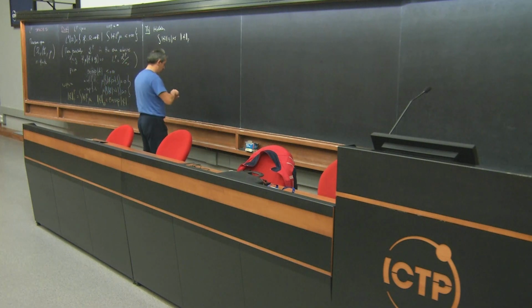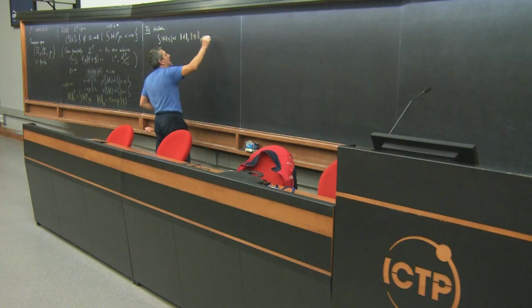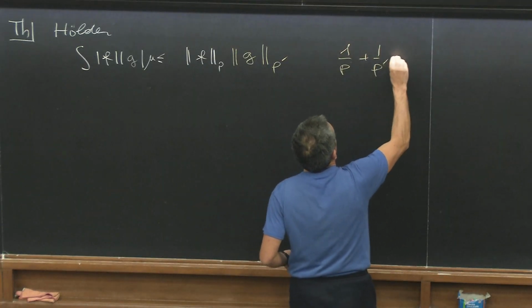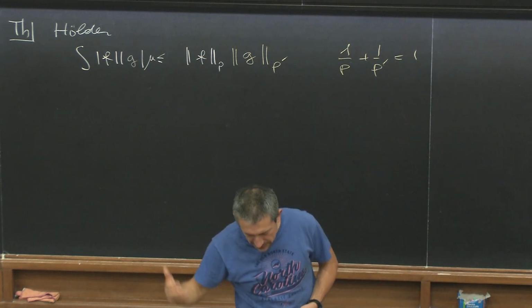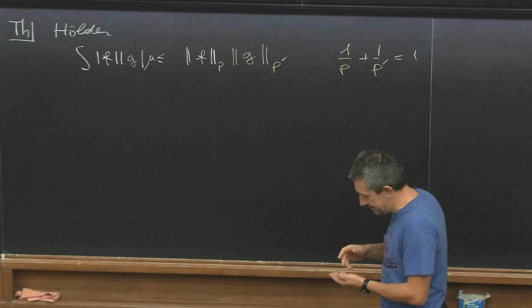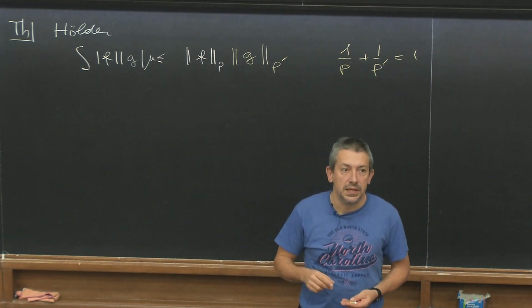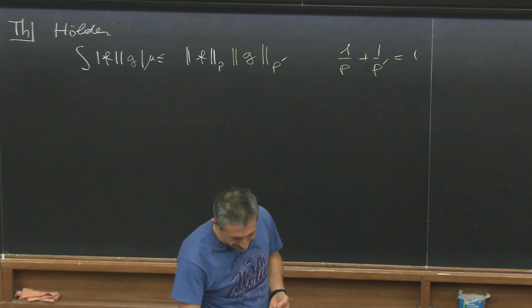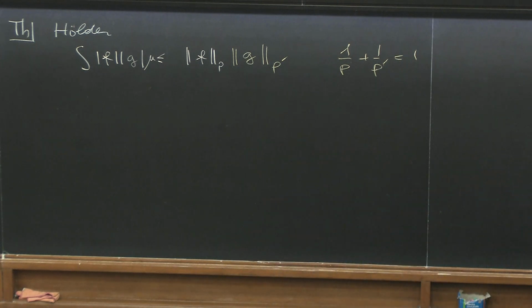Now we have the norm of f in p, the norm of g in p prime, with the conjugate relation equal to 1. Do you know this statement? Yes, it's just implied by Young's inequality. I just wonder if people know here. Okay, so we can go on.